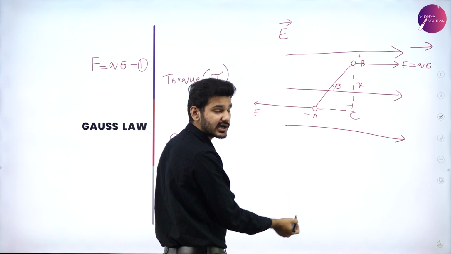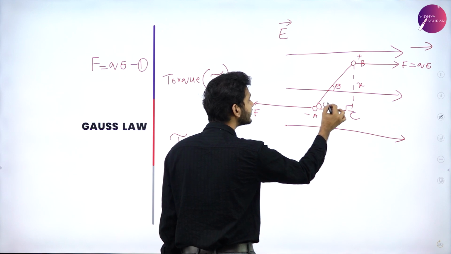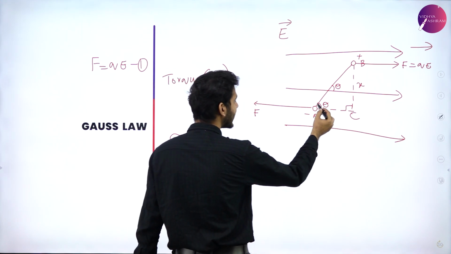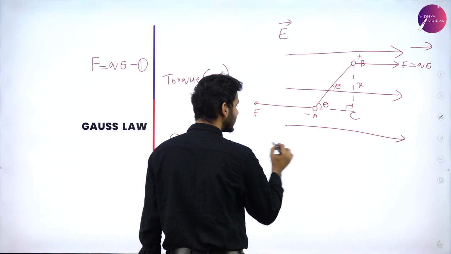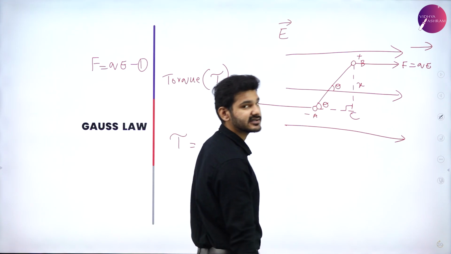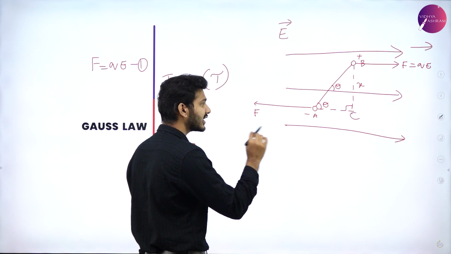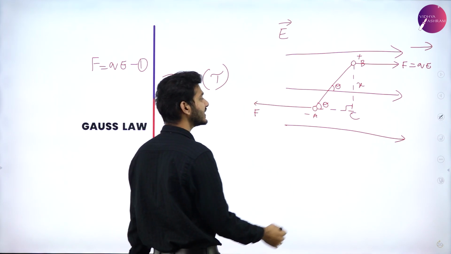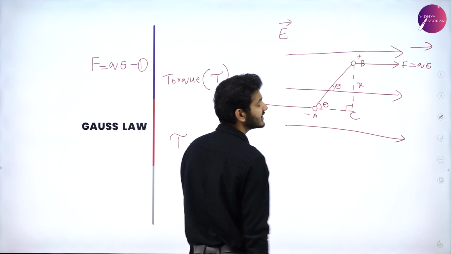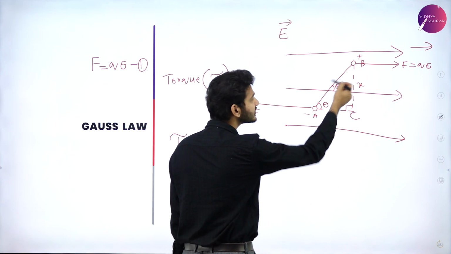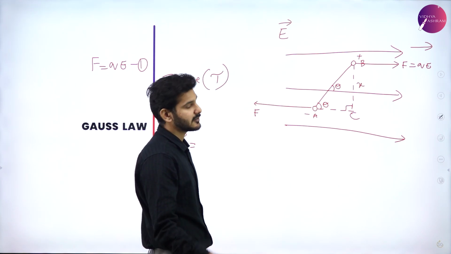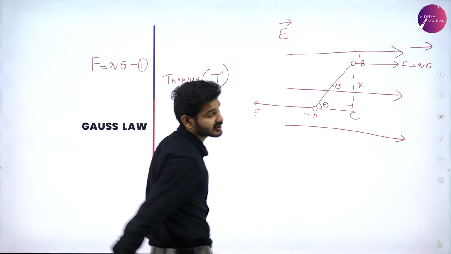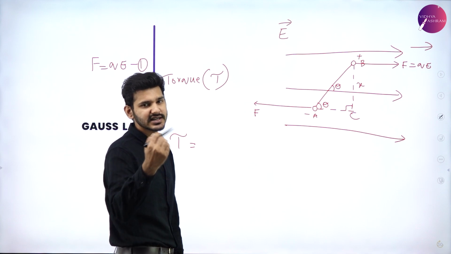If this angle is theta, automatically this angle will also be theta due to geometrical concerns. So we can say that angle BAC is equal to theta. If angle BAC is equal to theta and this is a right angle triangle, then the adjacent side is cos and the opposite side is sine, because base square plus altitude square equals hypotenuse square. We have already seen this in the last class.